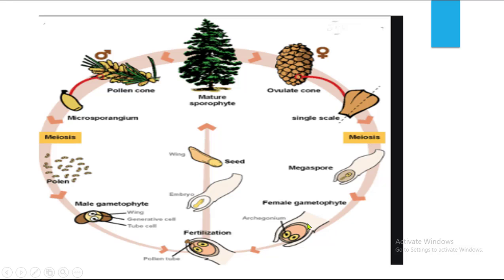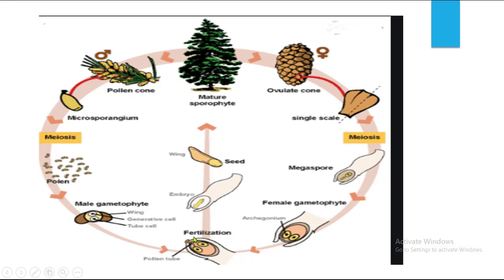So archegonium is the female part and it has the egg. Pollen is the male part, male gametophyte, and it has sperm. So when it lands on the archegonium, the pollen tube helps to form a pathway, and then the generative nucleus produces the sperm, and the sperm can combine with the egg cell.